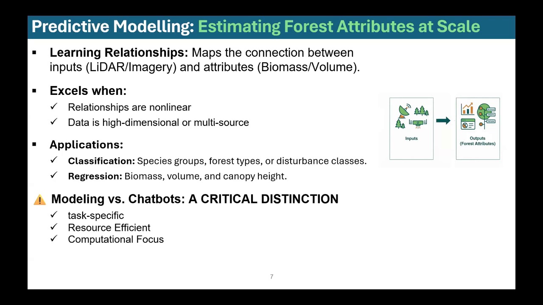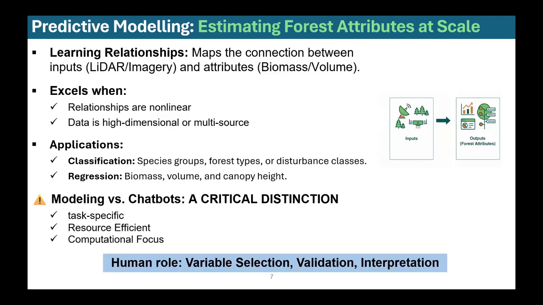Our models are task-specific modeling approaches. Unlike ChatGPT, which tries to know everything about everything, our models are optimized solely on forest attributes. They are computationally efficient, lightweight, and can often run on a single workstation. We are not building chatbots. We are building precise and energy-conscious scientific tools for forestry.